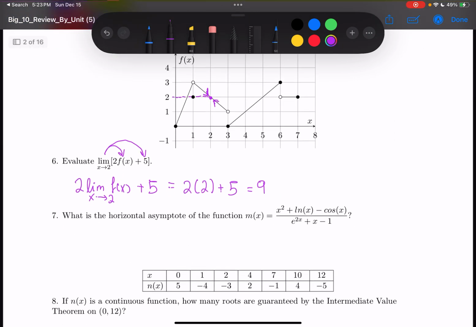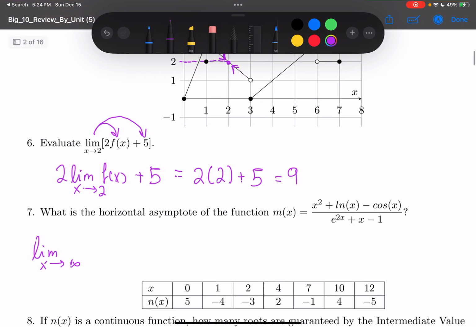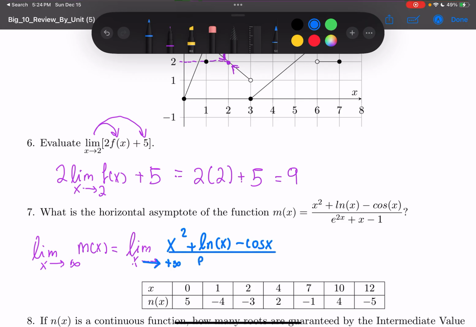Now in number 7, they asked what is the horizontal asymptote for the function m of x, the following. Usually when you want to find the horizontal asymptote, you're finding the end behavior of a function. So you have to find the limit as x is going to infinity of m of x, which is going to be equal to the limit as x is going to infinity of x squared plus ln x minus cosine x over e to the power of 2x plus x minus 1.